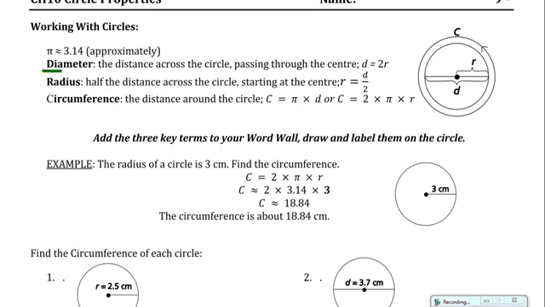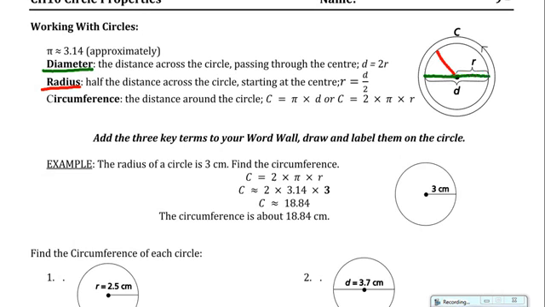But remember that diameter is all the way across the circle, going through the center. The radius is half the distance, so a radius line could go that way, or it could go that way, or it could go that way. Okay? Any of those lines that just start at the center and then go up from there. So unlike a diameter line, it doesn't go all the way across.